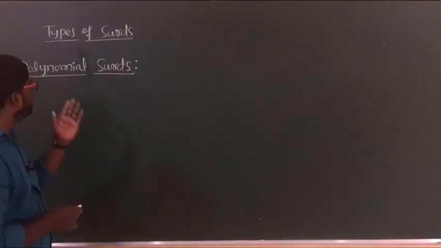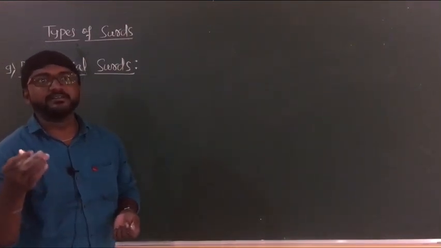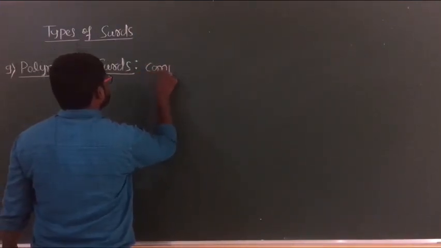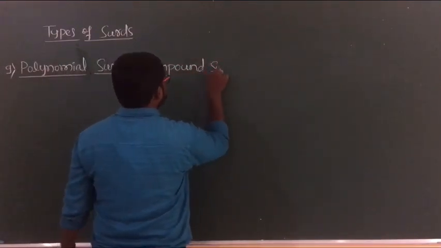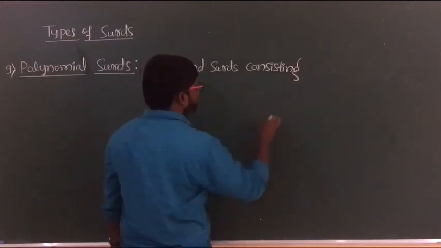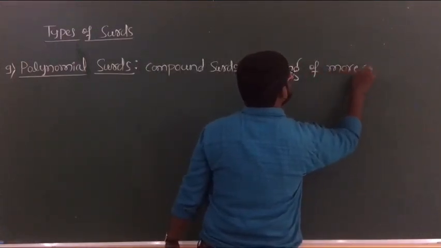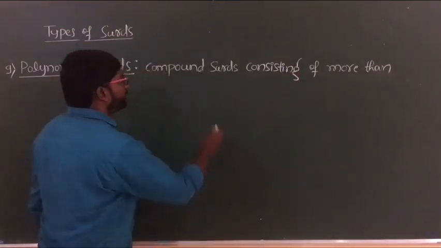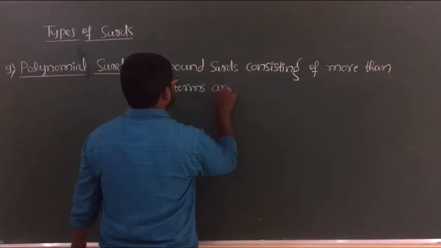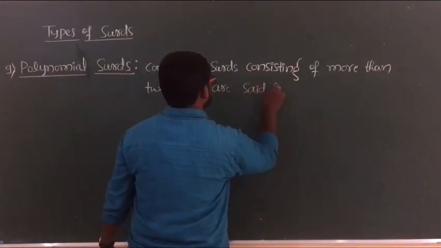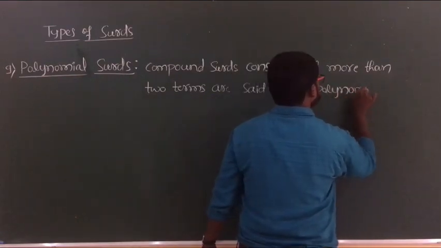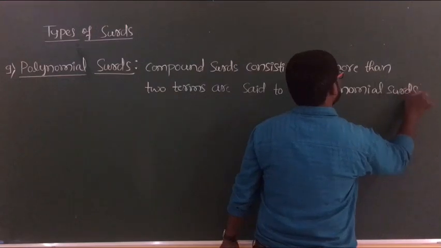Well, next we are going to discuss about polynomial surds. The compound surds consisting of more than two terms are said to be polynomial surds.